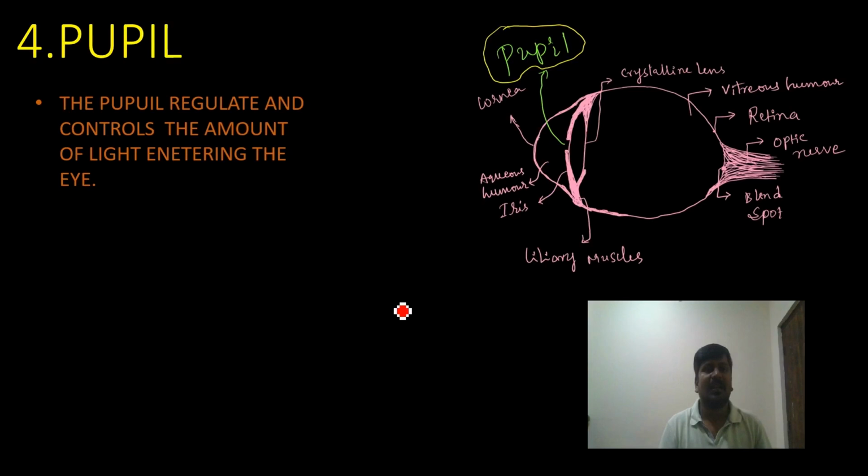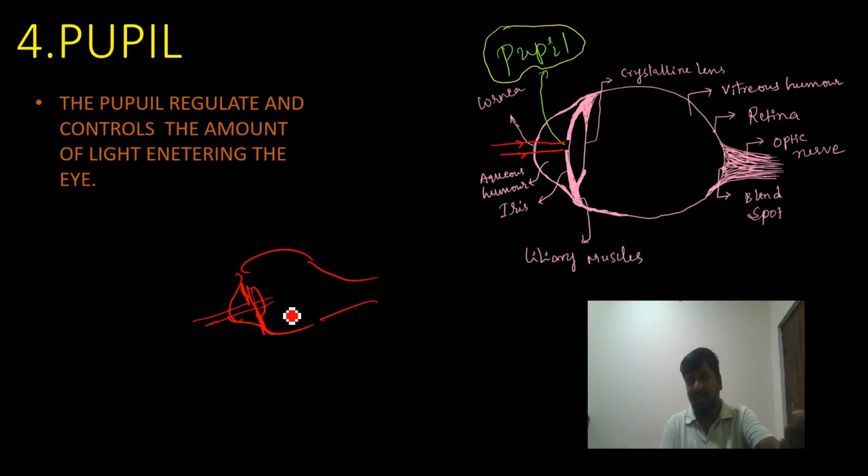And next one, coming to the pupil. Pupil is here, in the middle, this portion, the gap will be there, right? The light will enter through this, and that portion is called the pupil. The pupil will control and regulate the amount of light entering into the eye. You can observe on this figure, when the light is entering through the gap, how much light enters the eye will be controlled by the pupil.